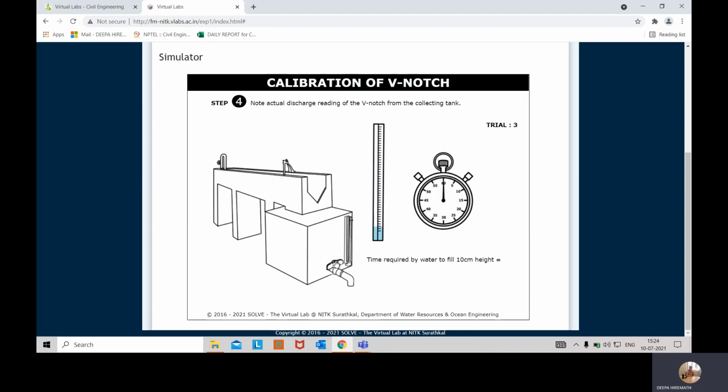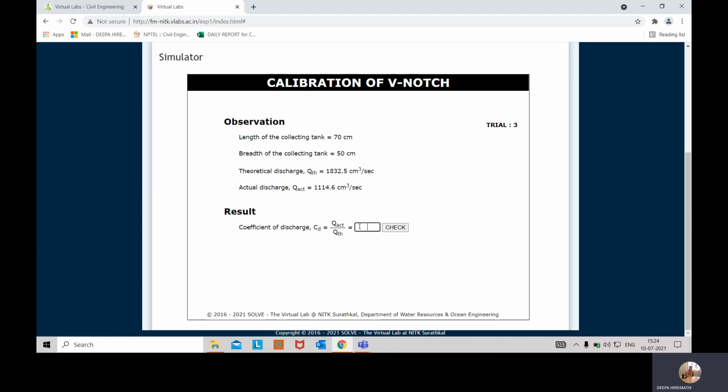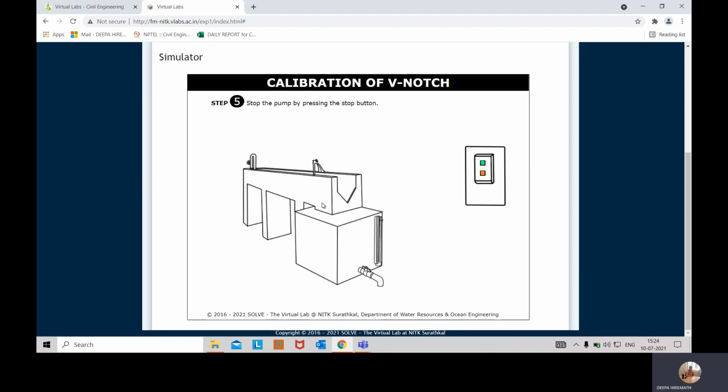Then to calculate the Q actual value, I'm going to close the valve and allow the water to collect to a height of about 10 centimeter, and the time taken was found to be 31.4 seconds. And Q actual was found to be 1114.6 centimeter cube per second. And then the CD, that is the coefficient of discharge, was calculated, which was found to be 0.6 again in trial 3. So after completing all the trials, we need to stop the pump by pressing the stop button.